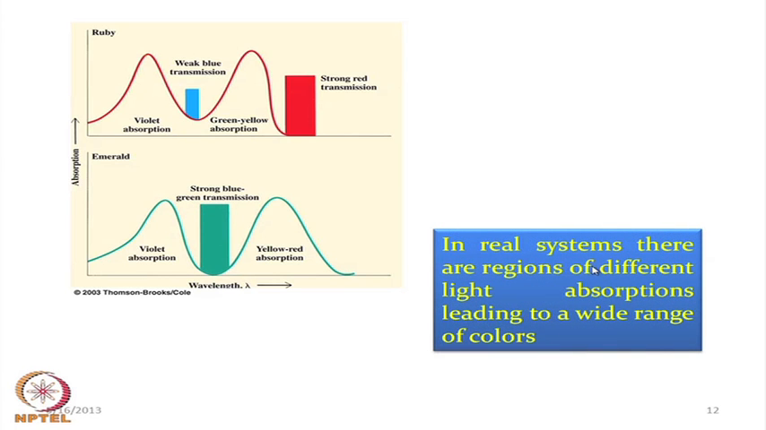So, in real systems like this high end gem and some minerals, there are regions of different light absorptions. So, there are multiple regions for light absorption leading to a wide range of colors. So, color can vary from one range to another, and sometimes we get the hybrid color, the mixed color of these two ranges, which are responsible for the corresponding transmissions.